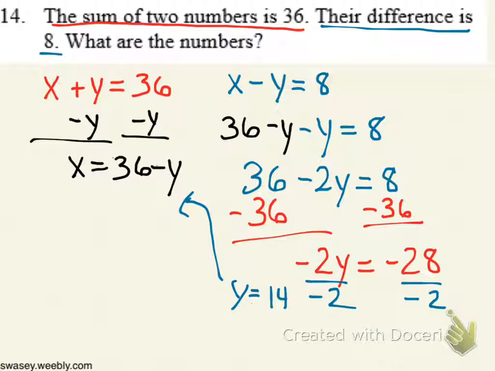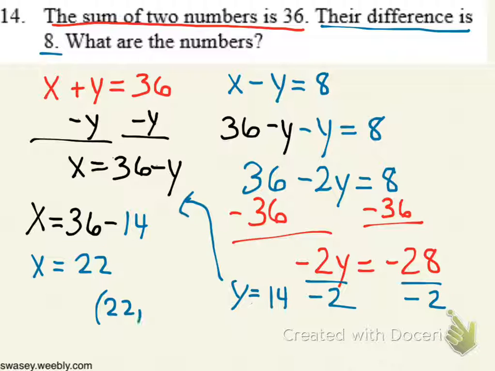Now we're going to replace y up here with 14. So the minus is already there, and then y is 14. Now we'll subtract those and we get 22. So we have the ordered pair 22, 14.